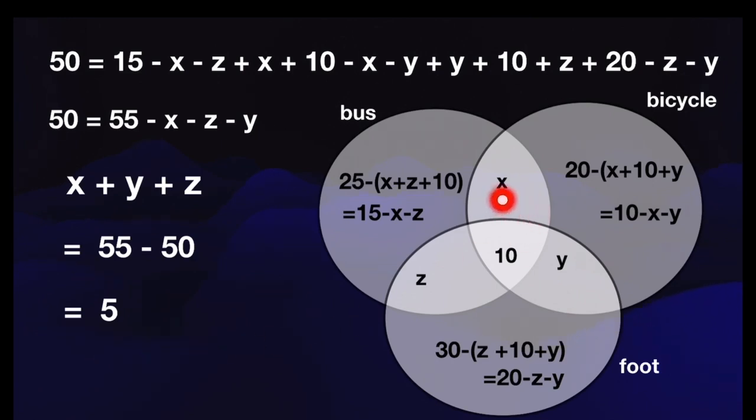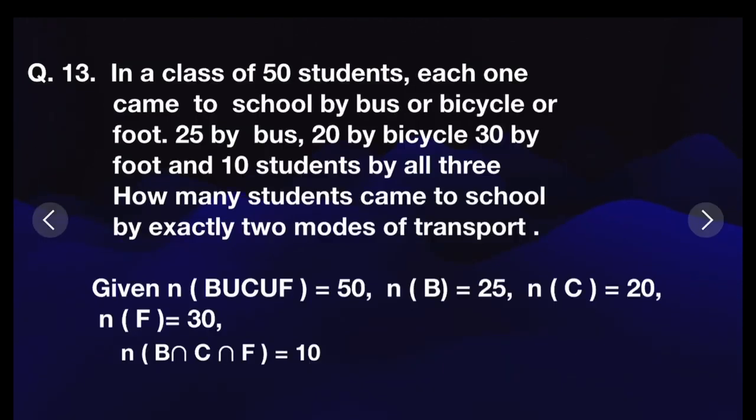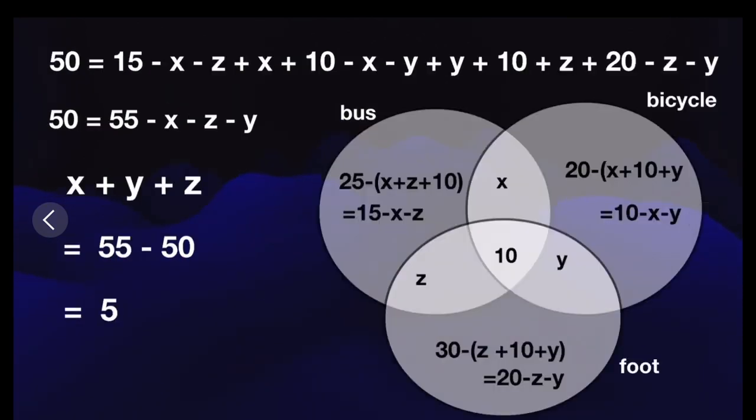So what is x actually? x is the number of students who come only by bus and bicycle, not by foot. y is those students who come only by cycle and foot. So these values are the total number of students who come by exactly two modes of transport. So x plus y plus z is our answer, that is 5. See the question: how many students came to school by exactly two modes of transport? So here we come to the end of the exercise. Please go through the video once again, pause the video at each sum and practice them.